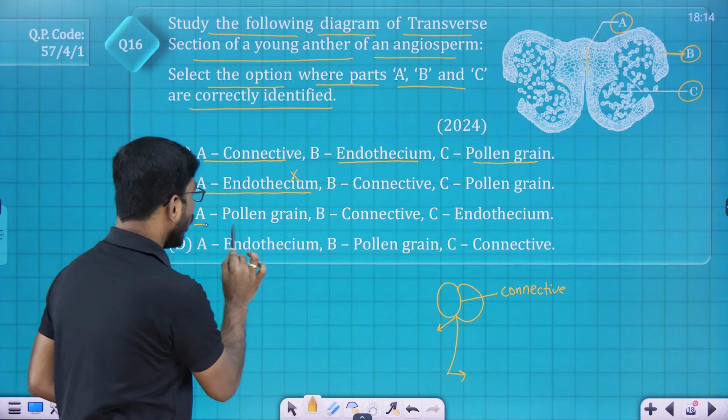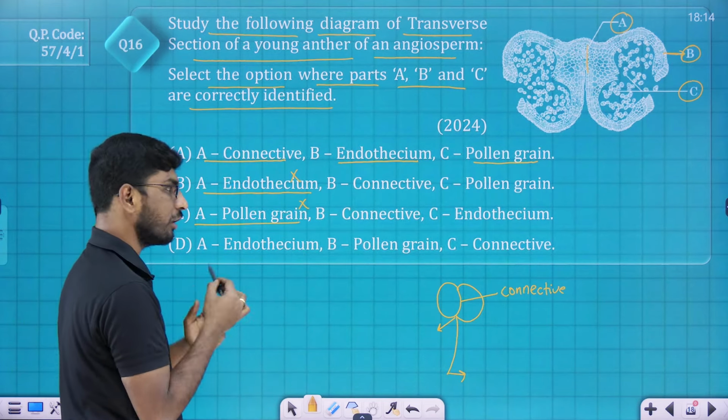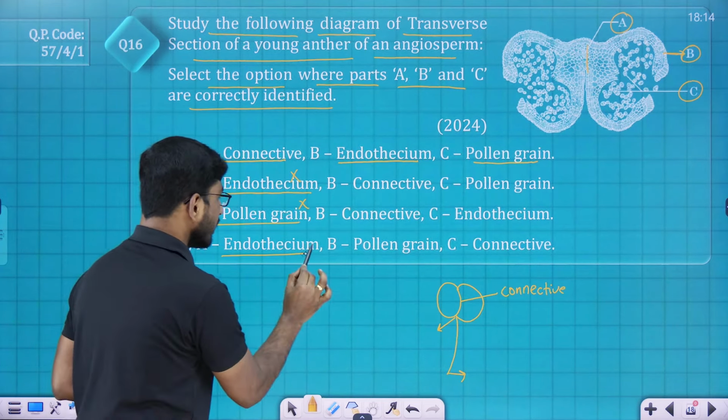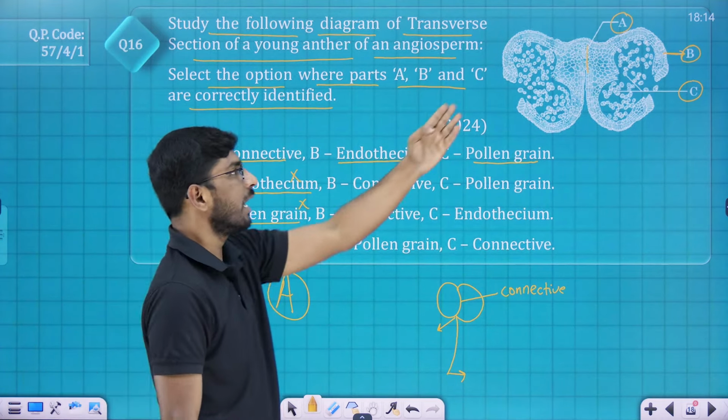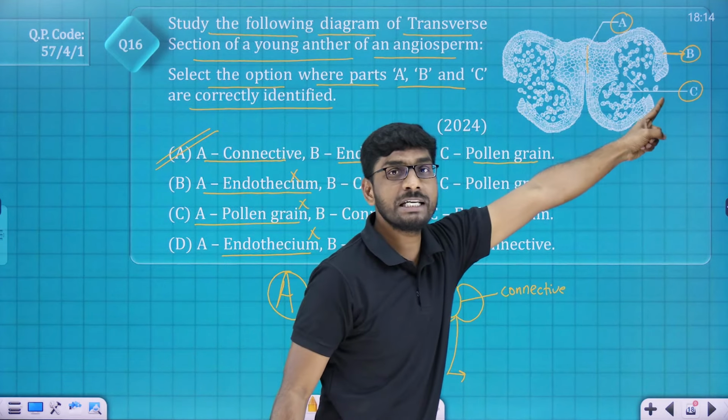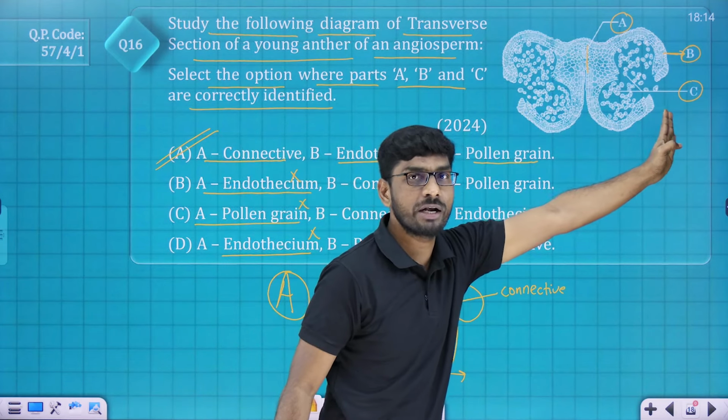Now option C, A, pollen grain. No, this is not pollen grain. Option C also is not correct. A, endothecium, no. So the right answer is option A: A is connective, B is endothecium, and C is pollen grains.